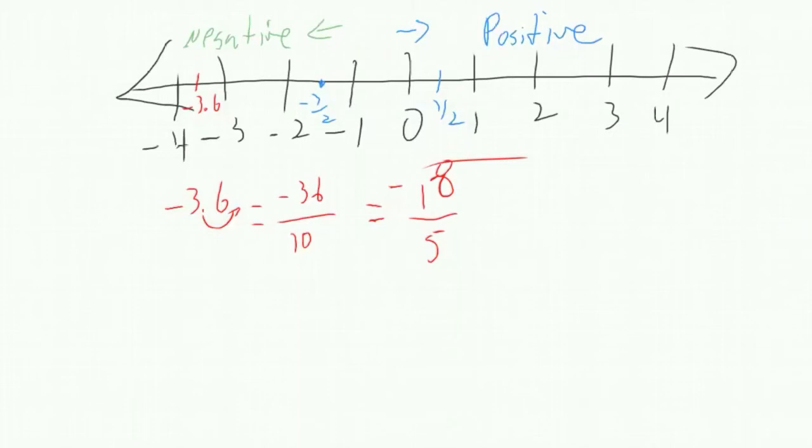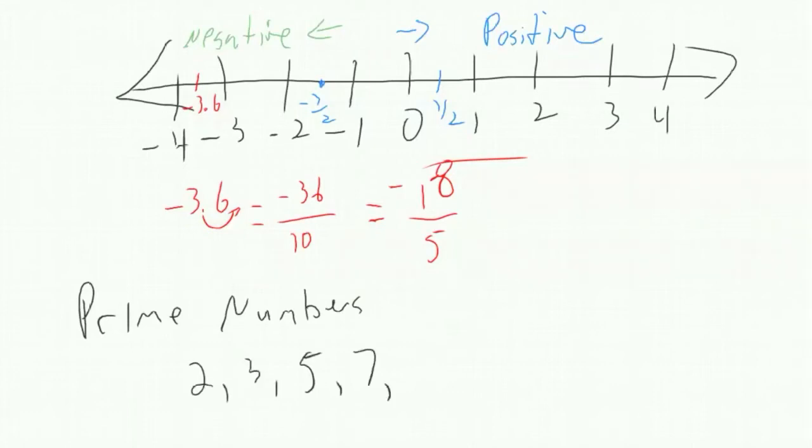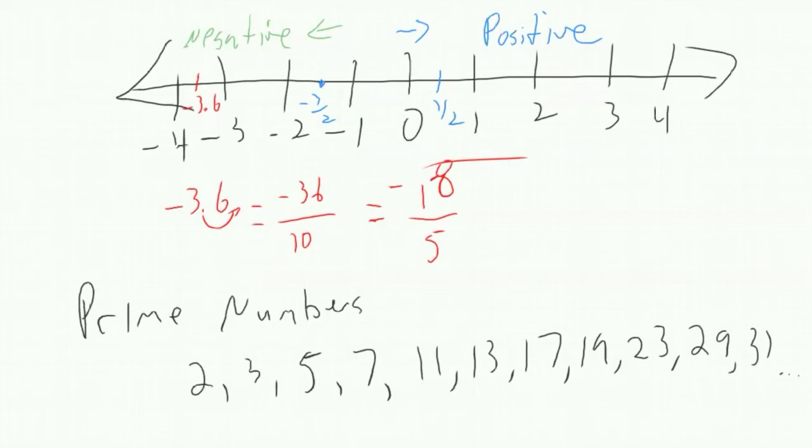So while we're on this point, let's talk about prime numbers. All right, and these are important because they allow you to know if you've finished simplifying or not, right? So our prime numbers: 2, 3, 5, 7, 11, 13, 17, 19, 23, 29, 31... It goes on for a while.